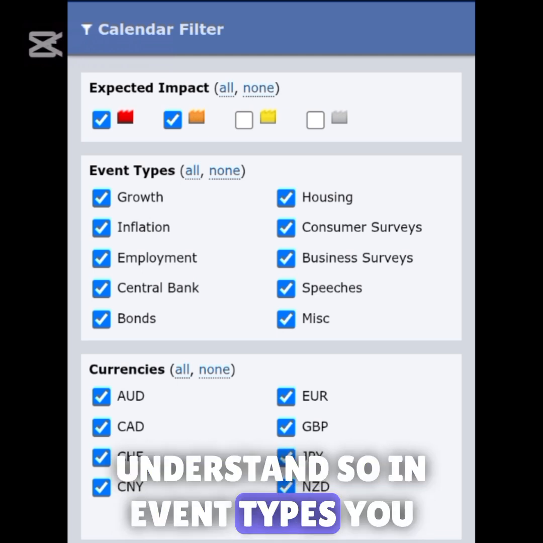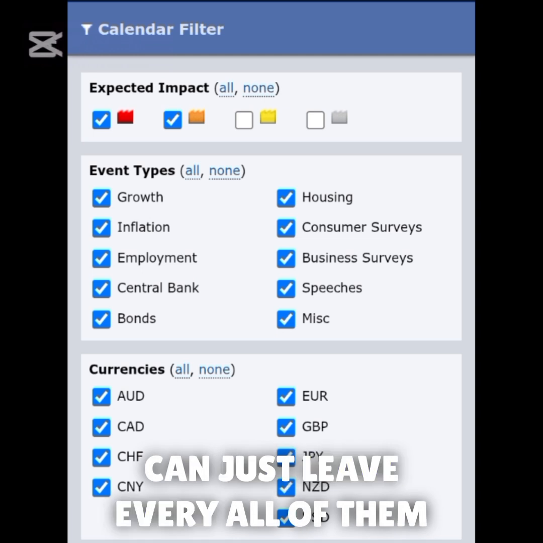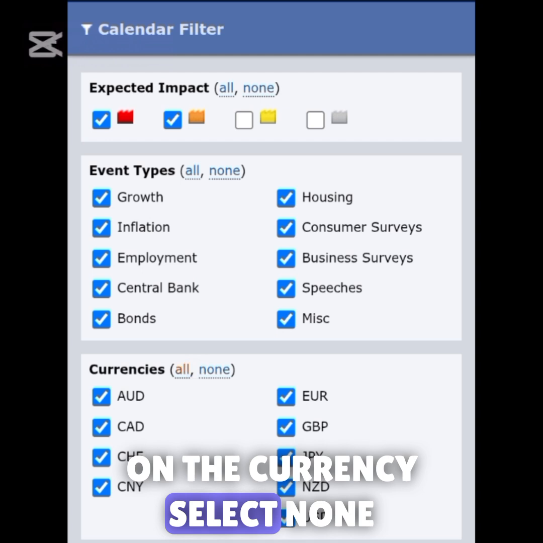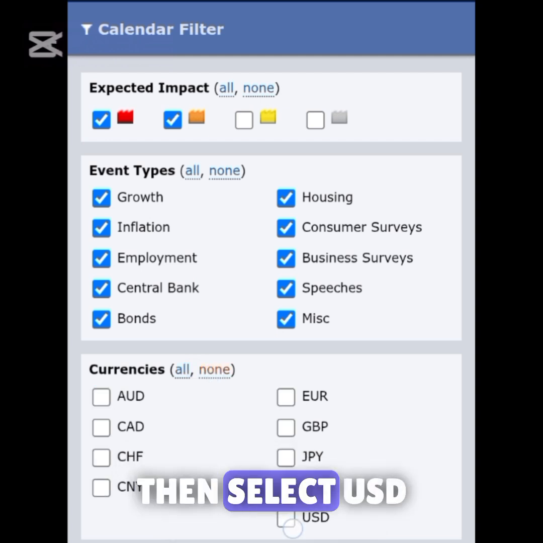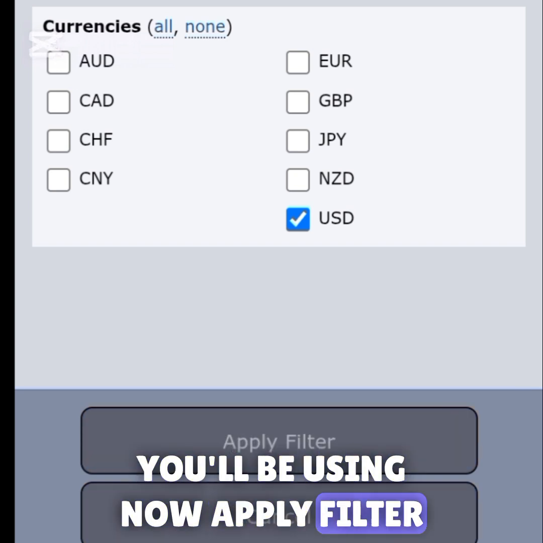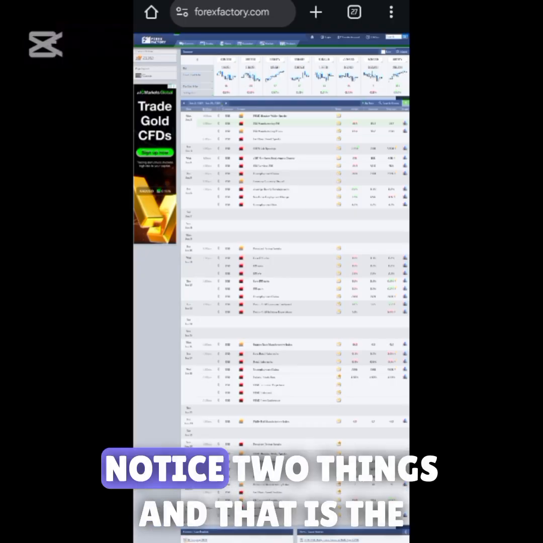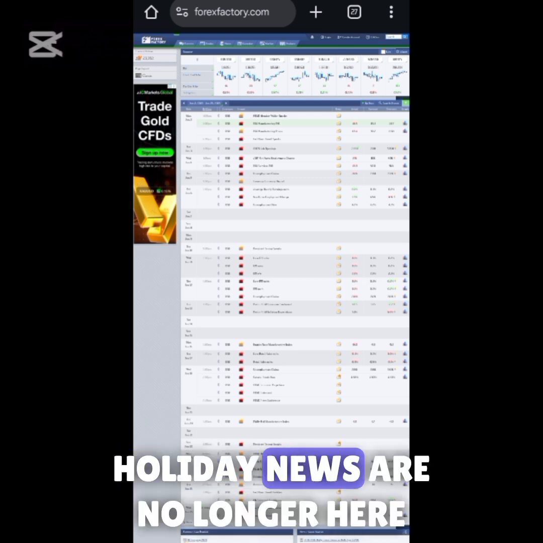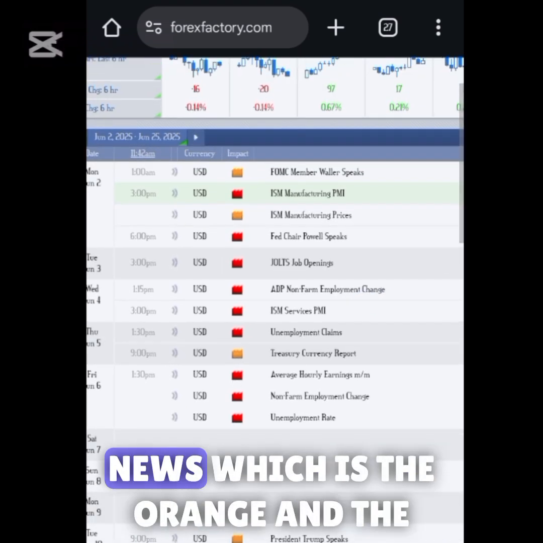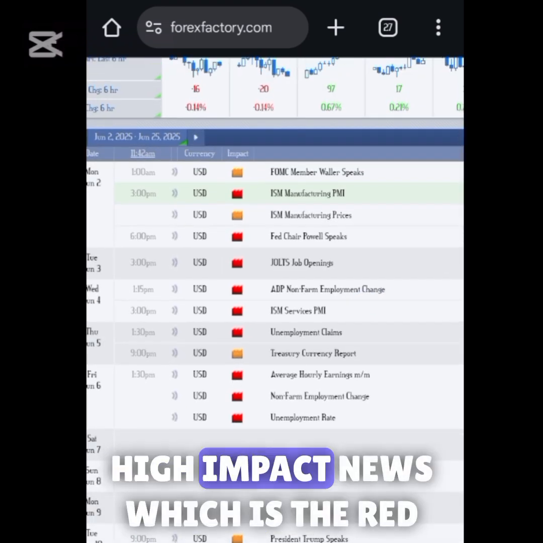So in the event types, you can just leave all of them here. Then on the currency, select none, then select USD. That's because that's the pair you'll be using. Now apply filter. Once you're back here, you notice two things: the low impact news and the bank holiday news are no longer here. So you only have the medium impact news, which is the orange, and the high impact news, which is the red.